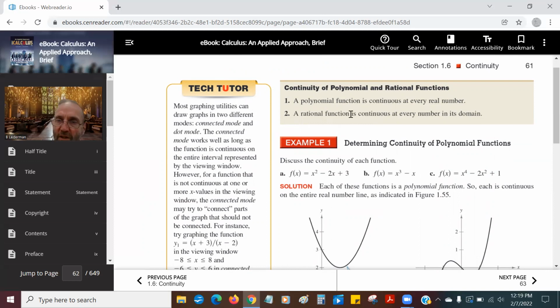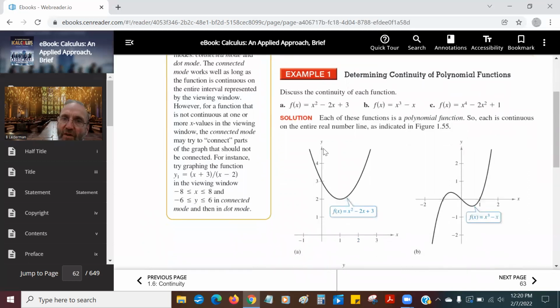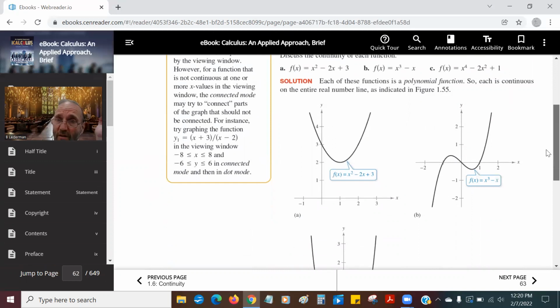Every polynomial is continuous for every real number, and so is every rational function. A rational function is when you have a polynomial on top and another polynomial on the bottom. So that's continuous as long as the bottom doesn't equal 0. So let's see what we have here. All of these: x squared minus 2x plus 3, that's a polynomial. x to the third minus x is a polynomial. x to the fourth minus 2x squared plus 1. These are all polynomials, and they're all continuous for all values.